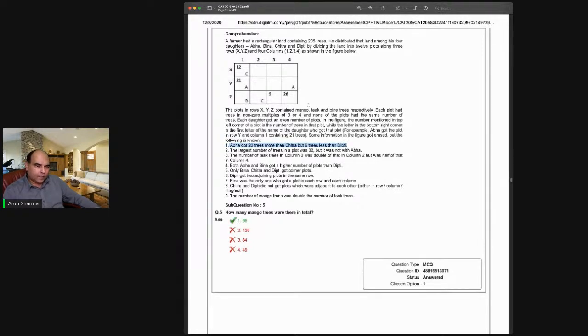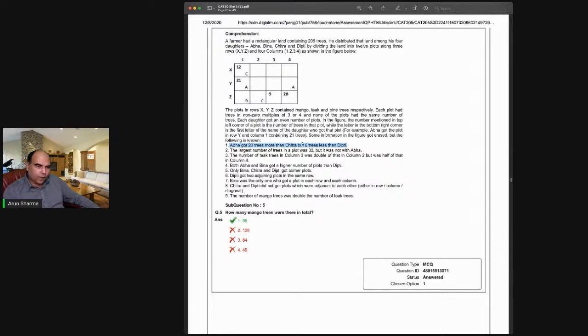This is about number of trees, and each daughter has got certain number of plots, kind of story. And I've solved these two both. I think this question, of course, I've solved on the channel on a video also. Just go ahead and watch that.